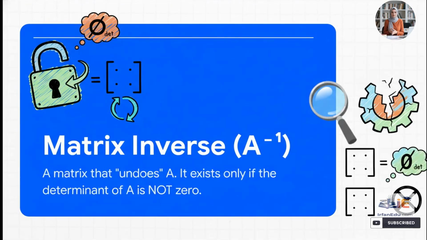And here's where it all connects so beautifully. A matrix gets to have one of these powerful undo buttons if and only if its determinant is not 0. If that determinant is 0, we call the matrix singular. It means the action it performs kind of collapses things in a way that you can't perfectly reverse. So that one little number, the determinant, tells us whether a problem can even be solved.